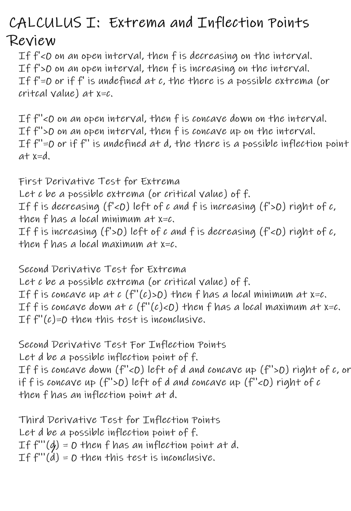The second derivative also tells us about possible inflection points. If the second derivative is equal to 0 or undefined, then we have a possible point of inflection.